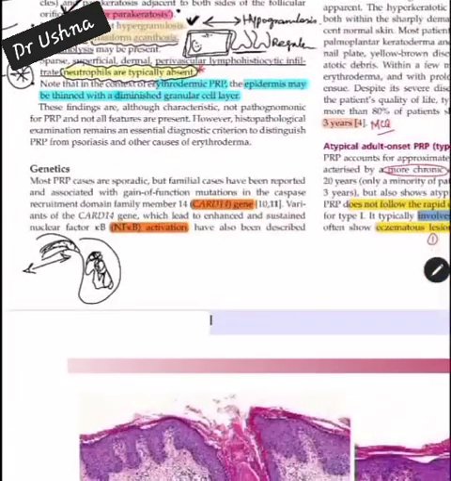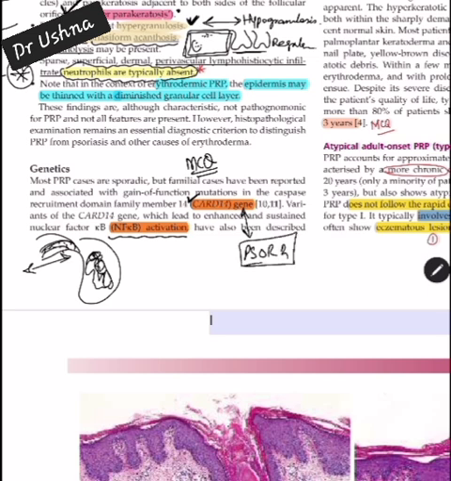Genetics is very important for MCQ. This can be given in an MCQ: what are the genetic mutations involved in PRP? So PRP presents with the CARD14 mutation, which is basically your nuclear factor kappa B pathway. CARD14 is the same as the PSORS2 locus, but in psoriasis, if you just revise, psoriasis presents with PSORS1 most of the time. 90% of plaque psoriasis presents with the PSORS1 locus that encodes HLA-C*0602, but PRP presents with the PSORS2 locus, which is CARD14.